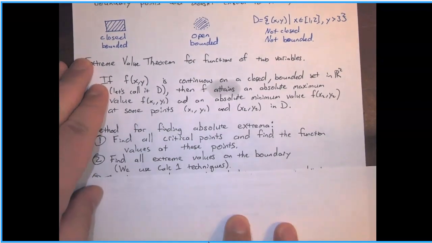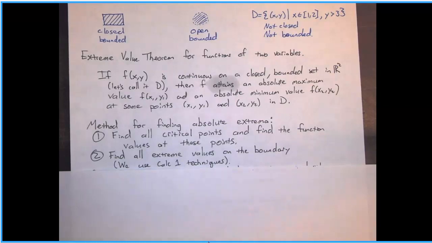The second step, which is going to be new for this video, is to find all extreme values on the boundary. So if you remember from Calc 1, if you wanted to find absolute extrema, you checked critical points inside the interval, and then you checked the endpoints of the interval.